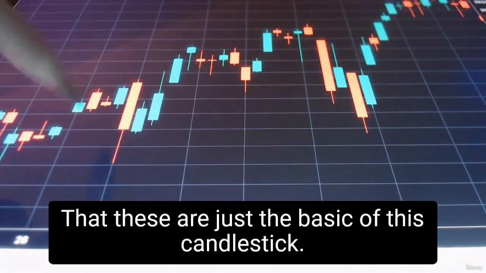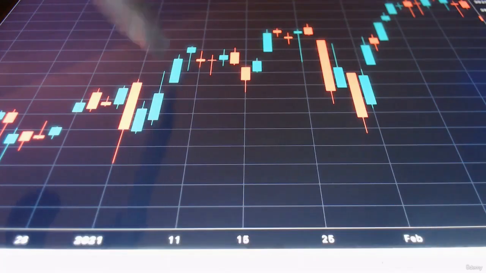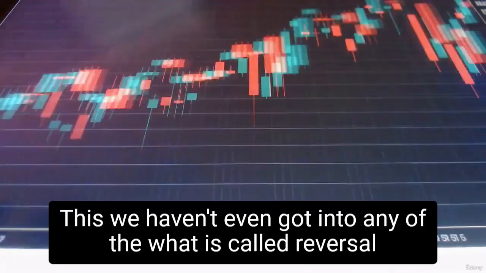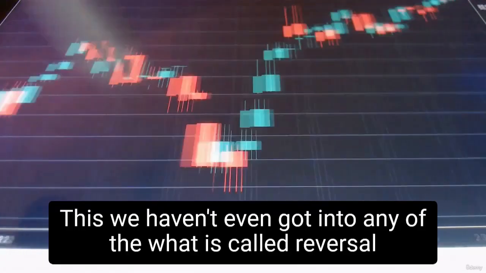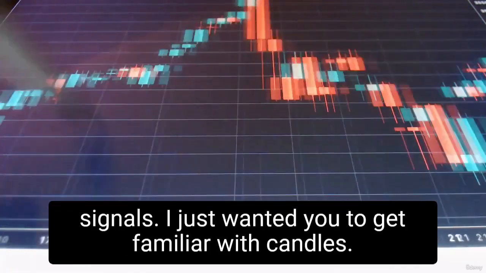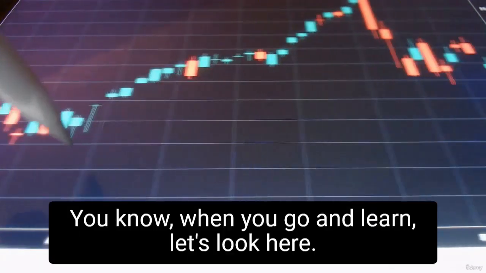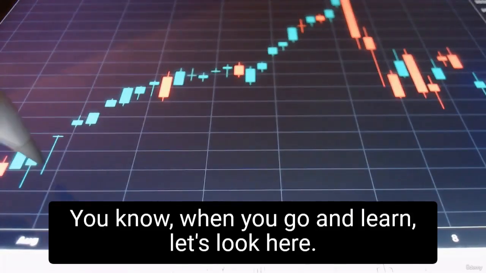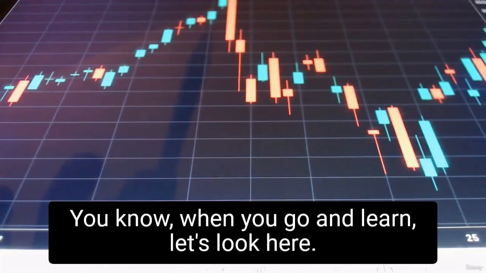These charts are just the basics of the candlestick. This is just an introduction. We haven't even got into any of what are called reversal signals. I just wanted you to get familiar with candles. When you go and learn, let's look here.